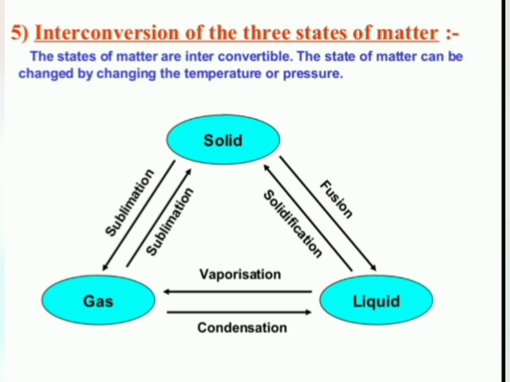So follow the arrow marks. Here solid changes into liquid, this process is called fusion. Liquid changes into gas, that is called vaporization. Gas changes into solid, that is called sublimation. Now we can come to the reverse. Solid changes into gas, that is called sublimation. Then gas changes into liquid, that is called condensation, and liquid changes into solid, that is called solidification. So did you understand? This is the interconversion of the three states of matter: solid, liquid and gas.